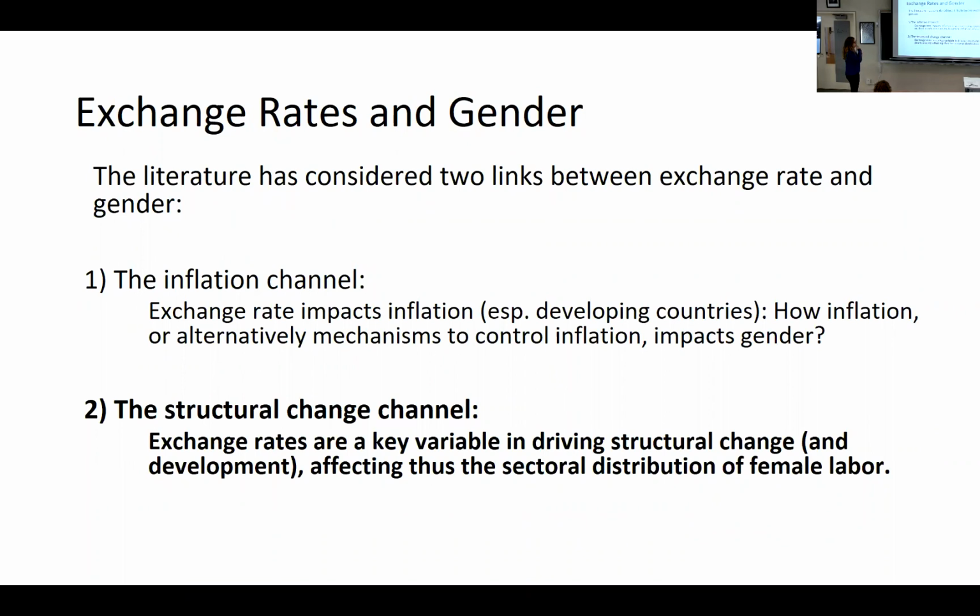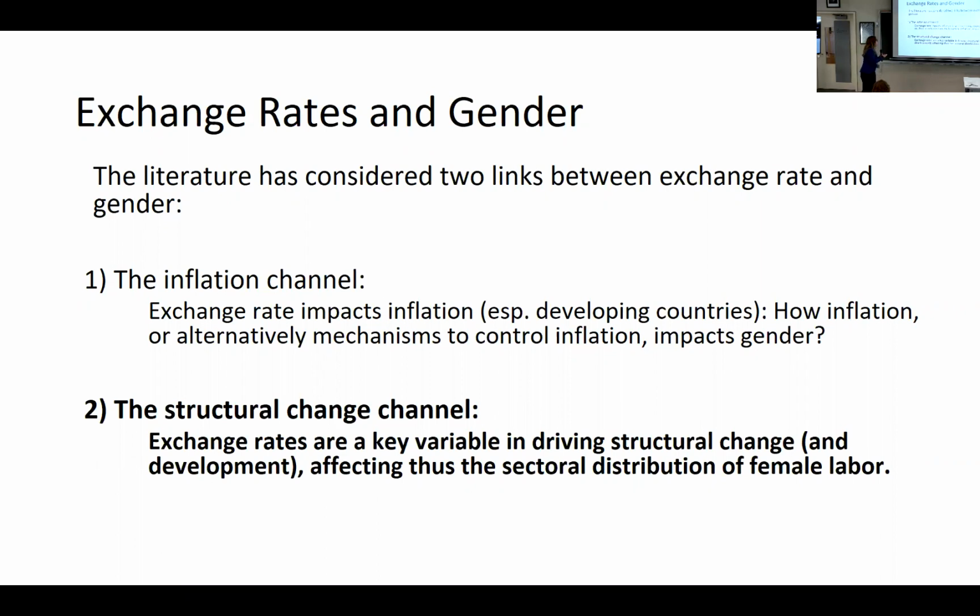So looking at the literature, the link with the exchange rate has considered two links actually. The inflation channel, where the exchange rate impacts inflation, especially in developing countries, which Clara will come back to later. And so the question is how inflation or other mechanisms to control inflation impact gender. And what the literature has shown so far is that contractionary monetary policies have a differential impact on Blacks and women. That happens because of their position in the labor market, because they are usually low-income individuals allocated to low-skilled jobs. And when we have contractionary monetary policies, the adverse effect is that the unemployment rate increases, and they will be the first ones to be dismissed.